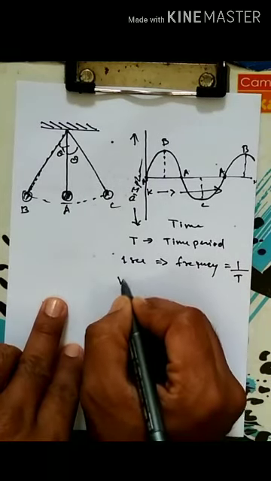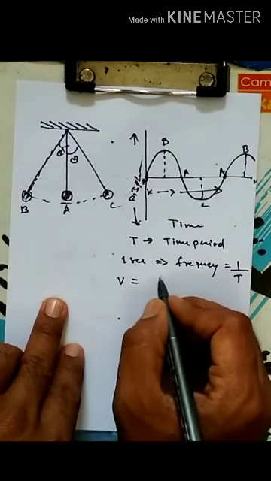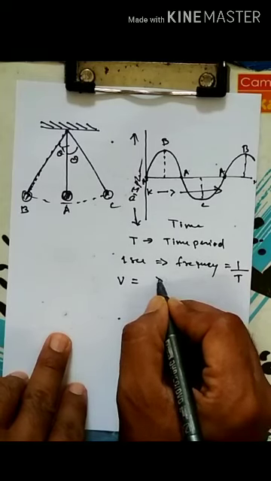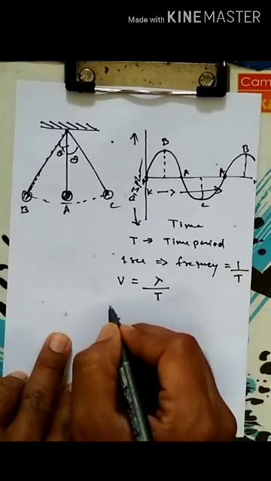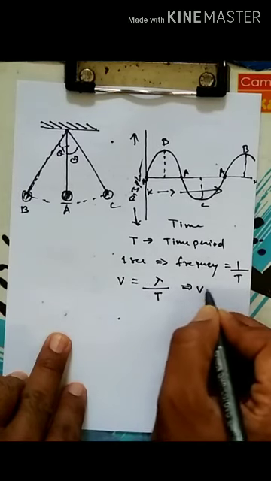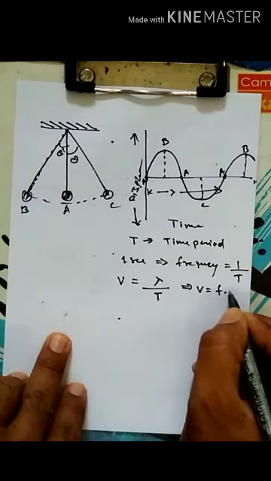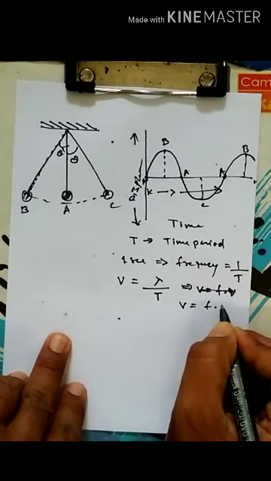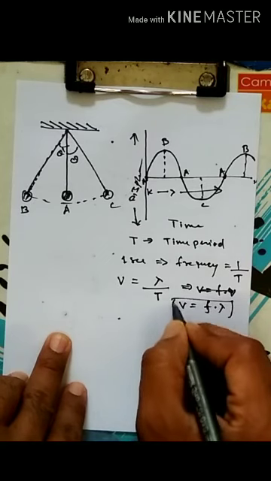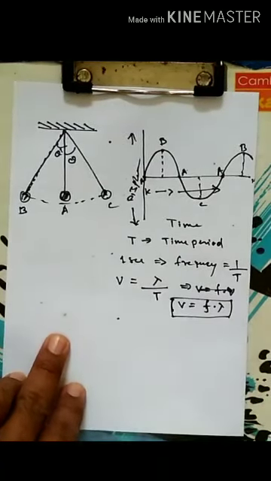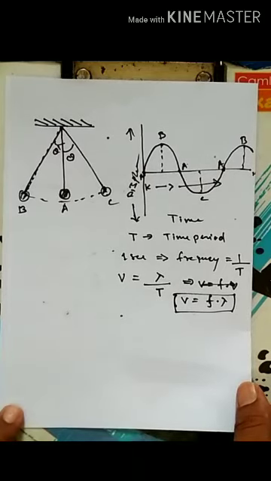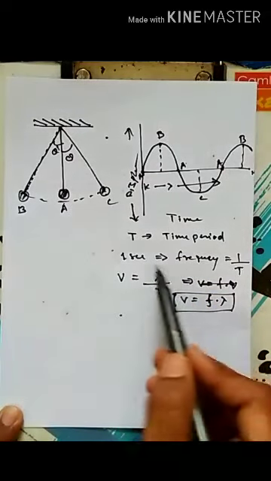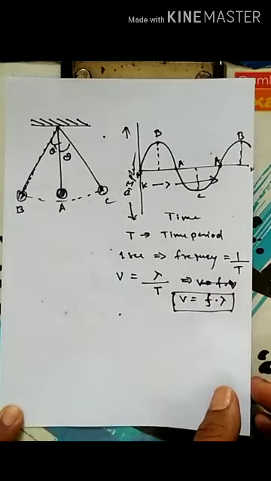Okay. And velocity is nothing but displacement upon time, where displacement is wavelength lambda divided by time. So this is nothing but v is equal to 1 upon time, which is frequency, into lambda. So v must be frequency into lambda. So up to now we know the basic concept of time period, frequency and velocity.